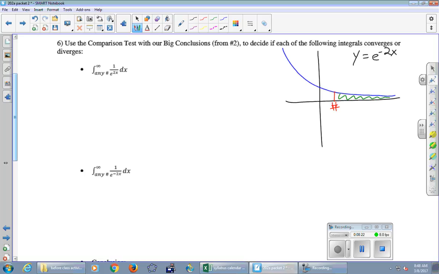Okay, so two ways to tackle this one. Way number 1, we could have done last class. You could just find an antiderivative, can't you? Right? E to the negative 2x, that's just going to be a u substitution. You can find your antiderivative. You can change infinity to a b, take a limit as b goes to infinity, and get your answer. We're instead going to do option number 2, which is a comparison test.